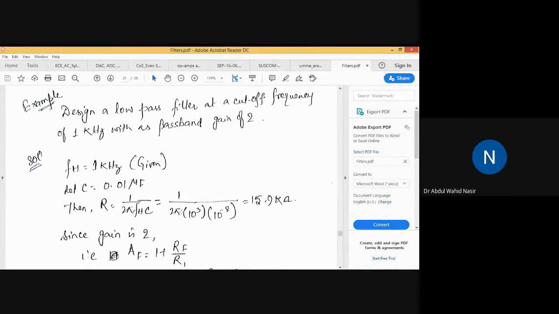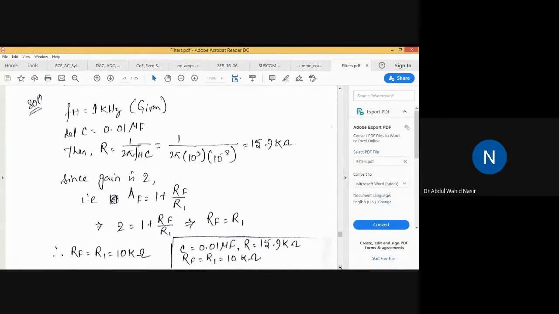So 1 by 2 pi, what is Fh? Fh is 1 kilohertz, it is given, so 10 to the power 3, and C is how much? C is 0.01 microfarad, or 0.01 into 10 to the power minus 6, or 10 to the power minus 8 farad. So if you substitute all these values, you will get the resistance value as 15.9 kilo ohm.